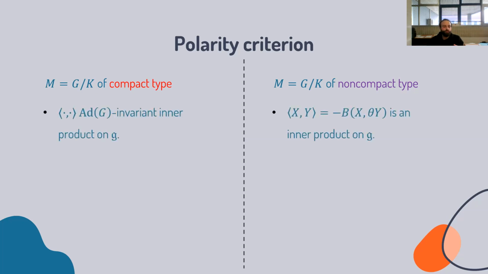In the compact case, this is very simple to do. We simply take any inner product of G that is invariant under the adjoint representation. We can do that because G is compact. In the non-compact case, we can't do this, but we can simply define a scalar product by using the Killing form. It will be minus the Killing form at x, comma, theta y. And one can check that this is again an inner product on the Lie algebra.